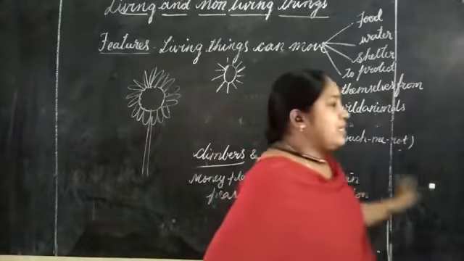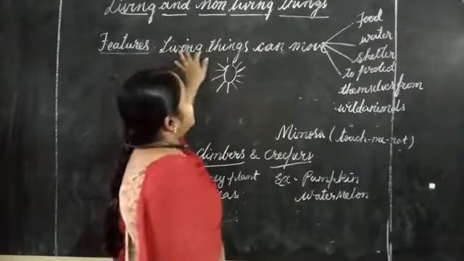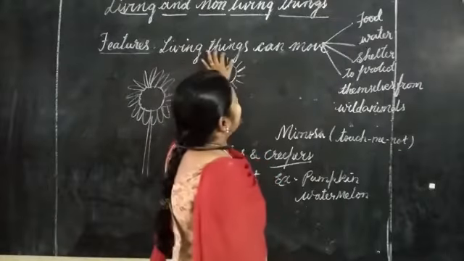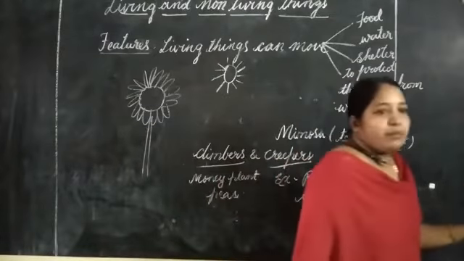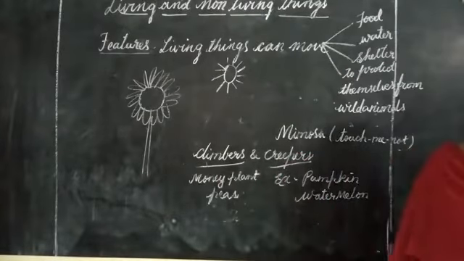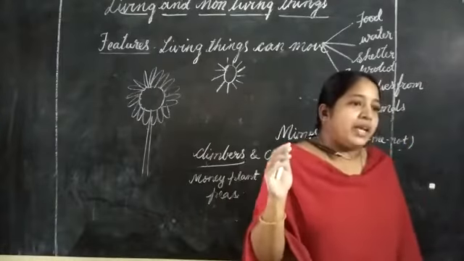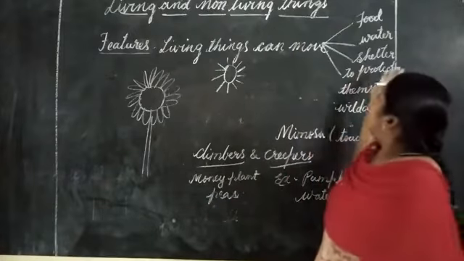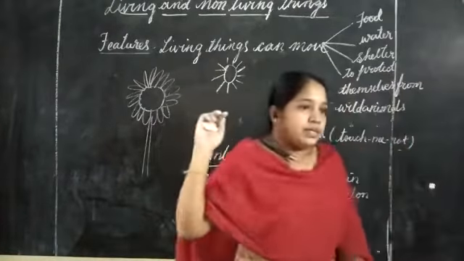Clear, children? This is about the first feature of living things, that is, living things can move. Shall I repeat again? Living things can move on their own. That means they don't need any support to move from one place to another place. And why do living things move from one place to another place? In search of food, shelter, water, and to protect themselves from wild animals.